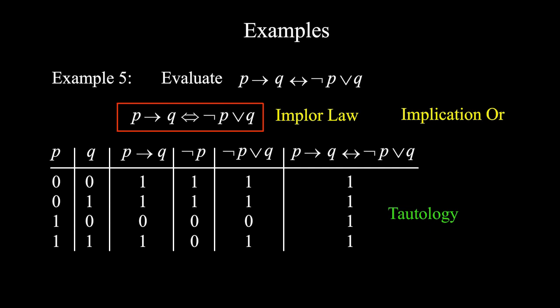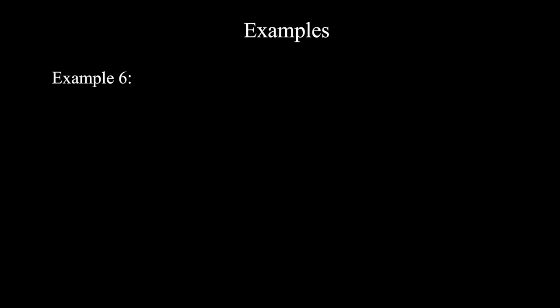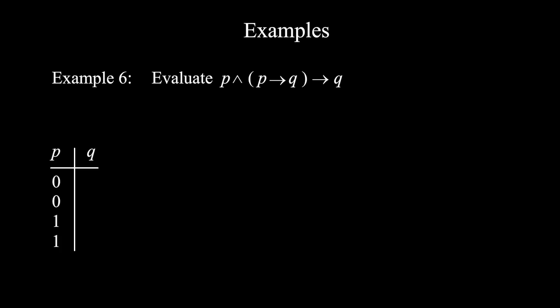In the next video, we will talk about the laws of logic. Example 6. Evaluate P and open bracket P implies Q close bracket implies Q. There are two variables and so the combination of values is like this. In the third column is P implies Q as in a truth table of implication.